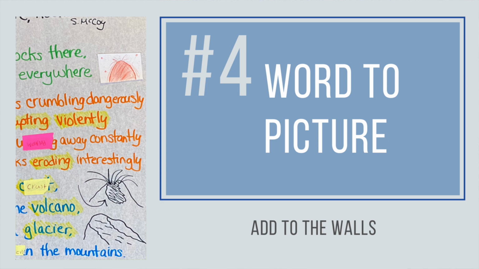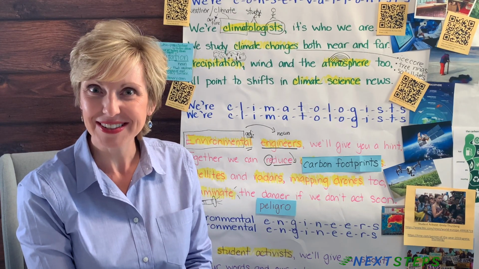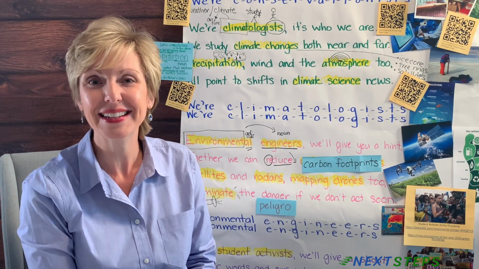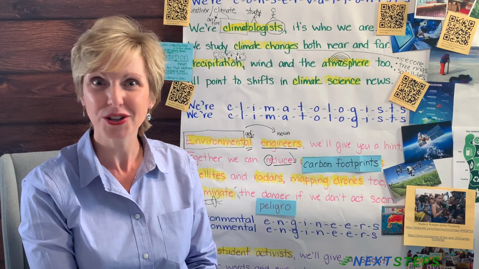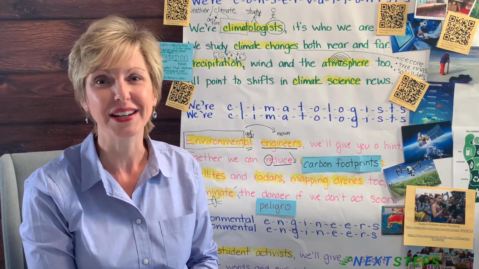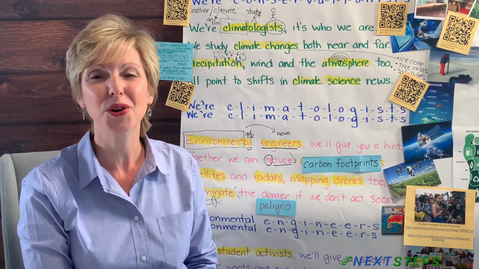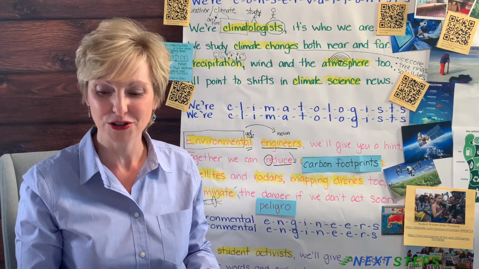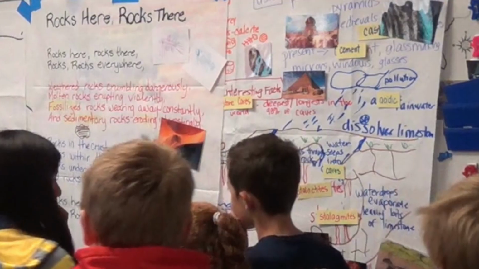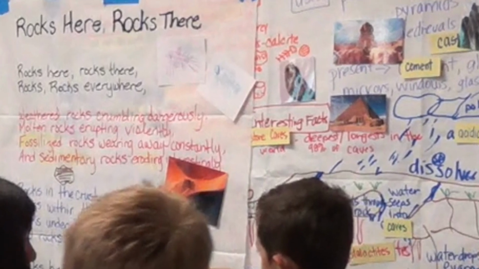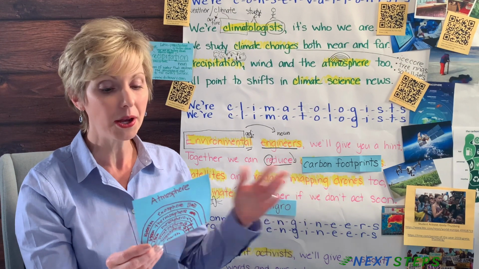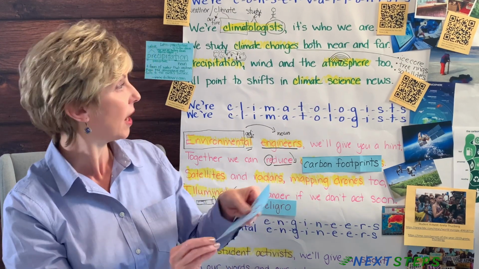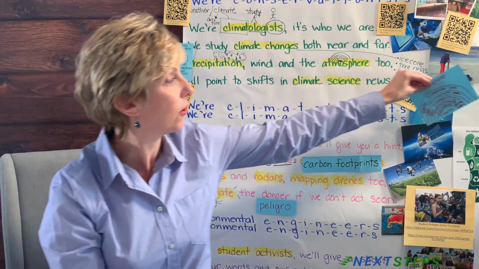Number 4, word to picture. We know that sketching enhances and solidifies meaning. It links the linguistic and the verbal parts of our brain together. Word to picture is not just a primary option. It supports language and vocabulary development for all of our students. Very simple. Again, we just found a word that we wanted to make a sketch from, like we already modeled. The student does a little sketch and they put it on the chart by that word or as close to it as they can.